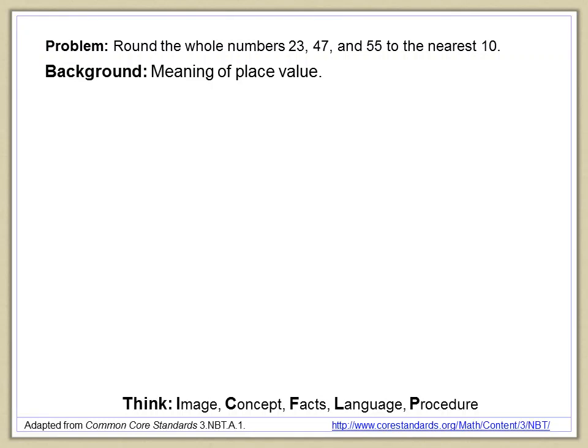So the example that we'll use for the first part of this is to round the whole numbers 23, 47, and 55 to the nearest 10. But in order to do that, we first need to take a little background and understand what place value is.